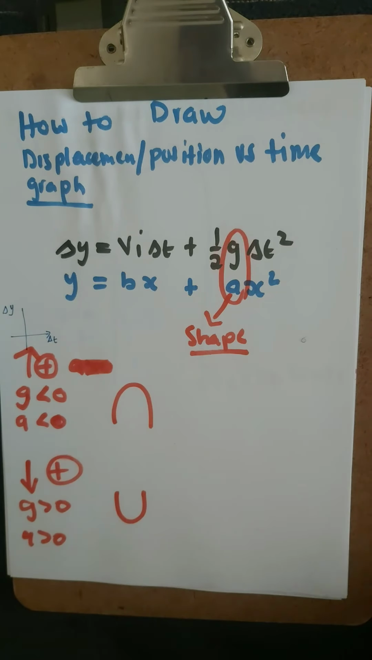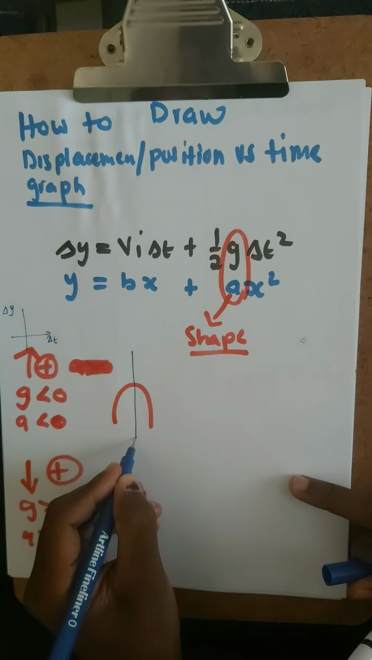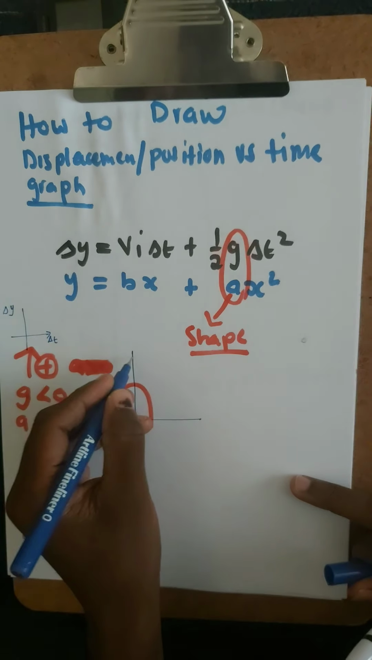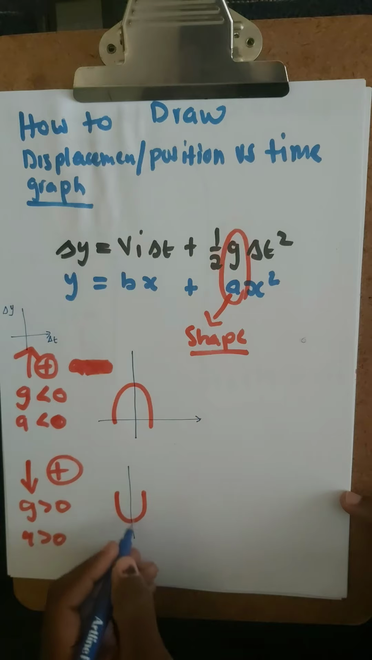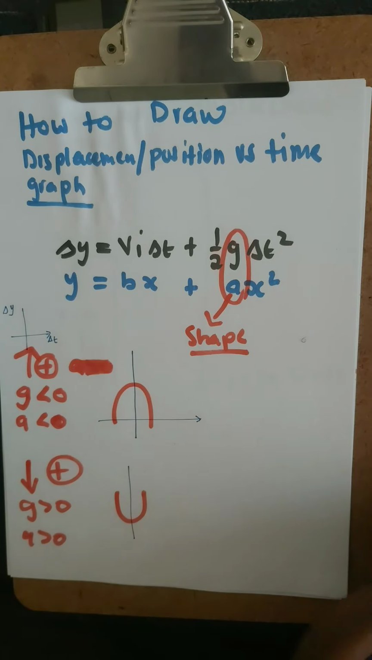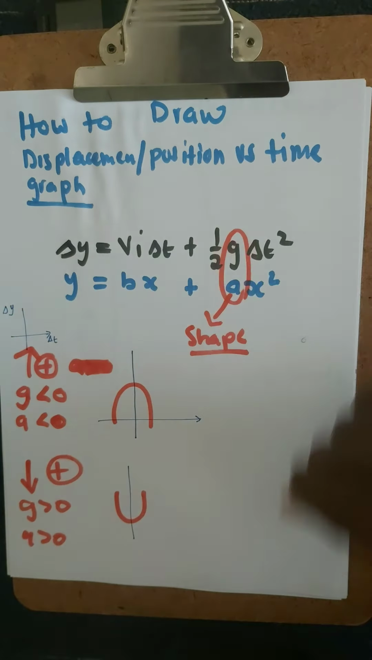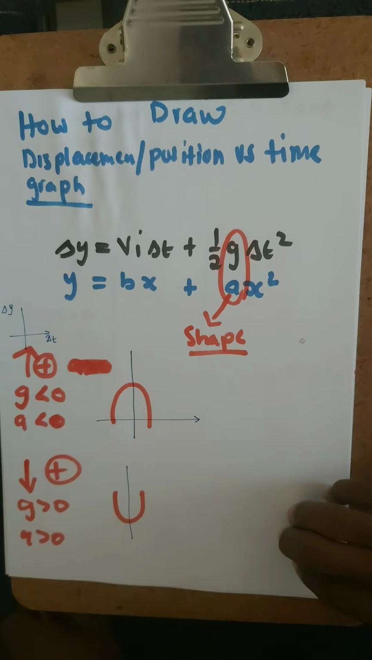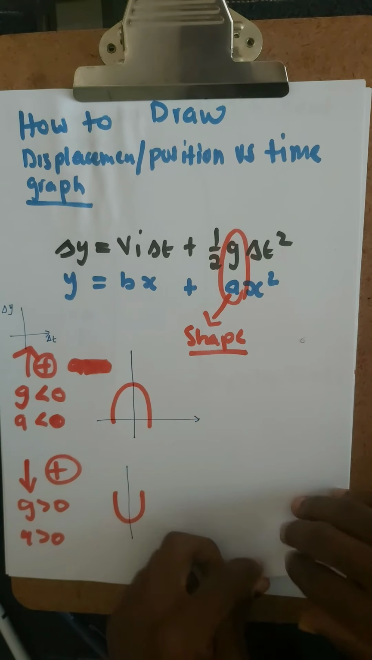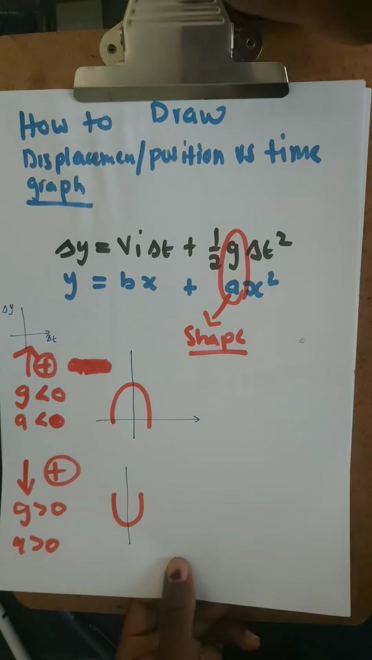But since it's a happy face, we only take this positive part, we only take this side. In the graph, your a is positive and then your b is negative. So basically for the value of g, you just check g. If g is positive, you know that a is positive, the parabola.